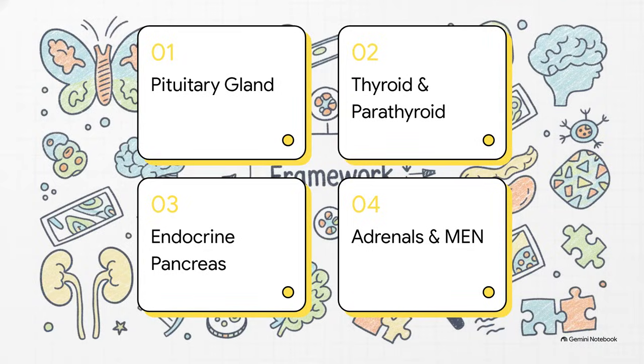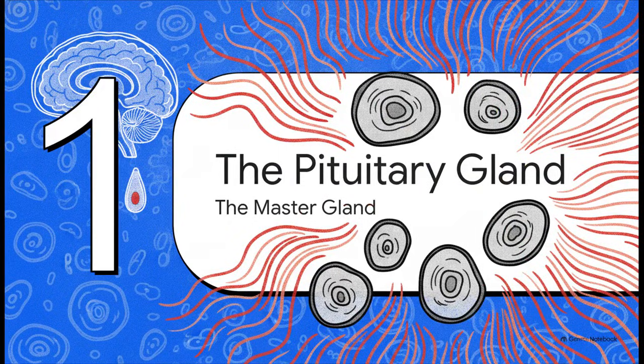To test this out, we're going to take an anatomical descent straight down the body. First, the pituitary gland, second, the thyroid and parathyroid, third, diabetes and the pancreas, and fourth, the adrenals and MEN syndromes. Starting right at the top, section 1, the pituitary gland.